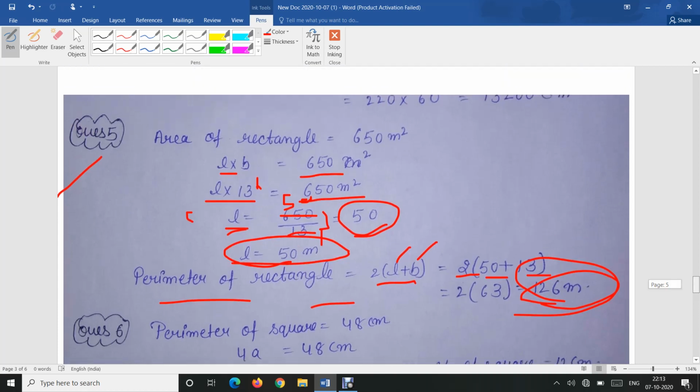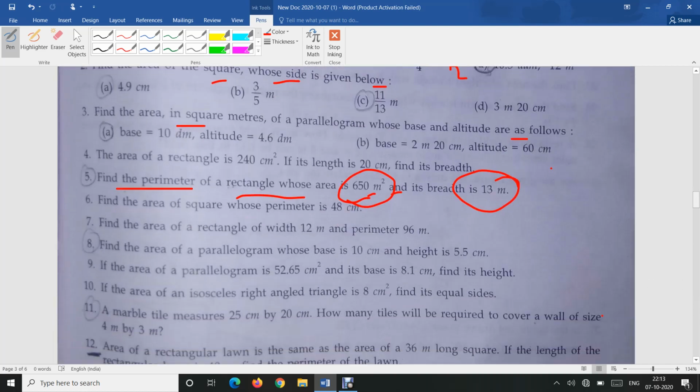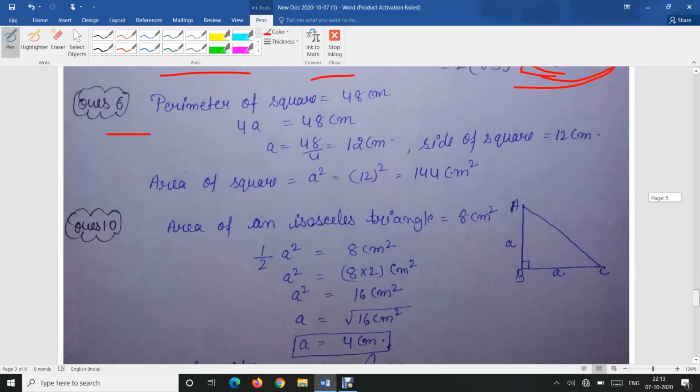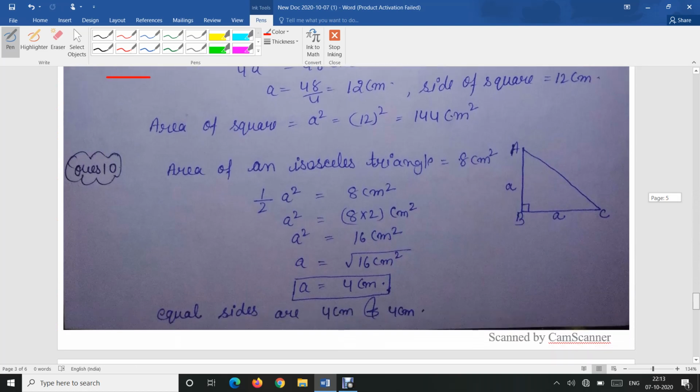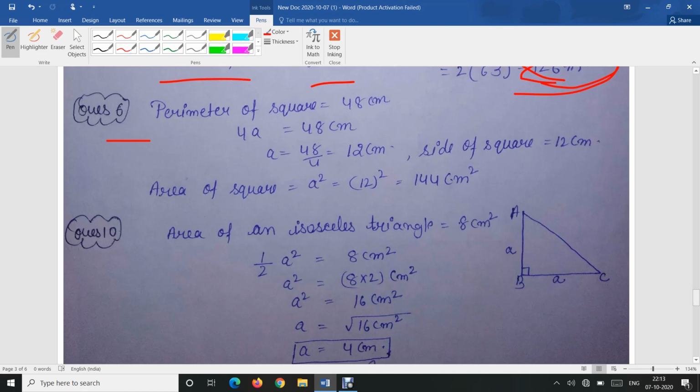Now see the next question. The next question is saying, question number 6, which is saying that find the area of a square whose perimeter is 48 centimeter. Here the perimeter is given, and you have to find out the area. To find out the area, first of all you have to find the side of a square. You can find the side of a square by using the perimeter of square.